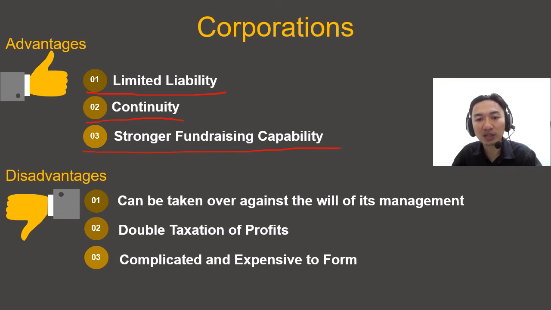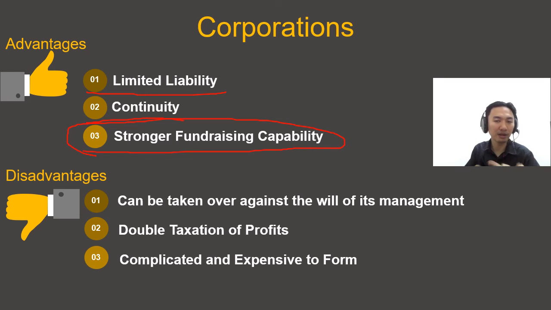The next advantage of corporation is also called stronger fundraising capability. What it means is that for businesses under corporation, in order for them to get more money, first of all, if they are going to get funding from government, an agency or bank, or even if they want a bank loan, for example, it is found that it is easier for them to borrow money compared to sole proprietorship or partnership.